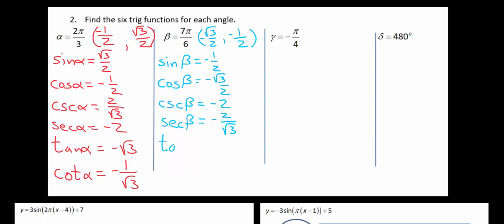And then we've got tangent, which is the y over the x. So this is going to be 1 over the square root of 3. They're both negative, so it makes it a positive. Now cotangent is going to be the square root of 3, just the flip of tangent.